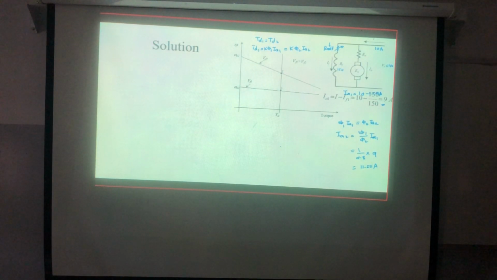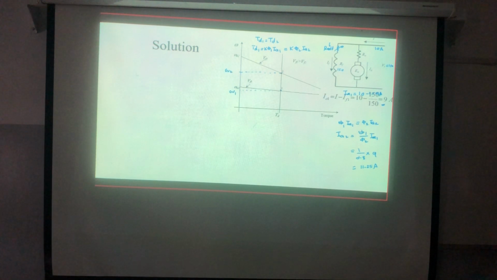Now I need to calculate the motor speed. At the first one, I was operating somewhere here at omega 1. After the field is reduced by 20%, I will operate, let's say here, at omega 2, and of course omega 2 is higher than that.